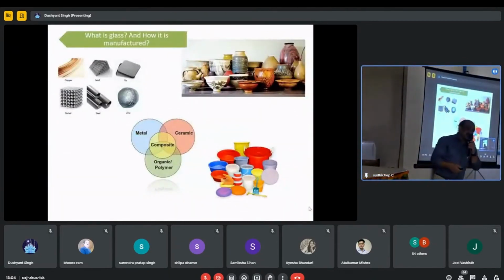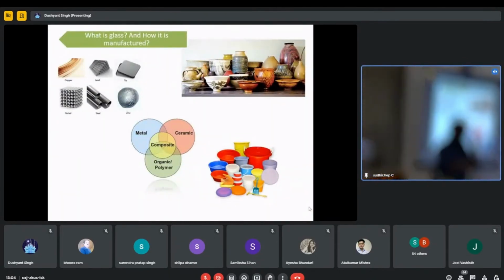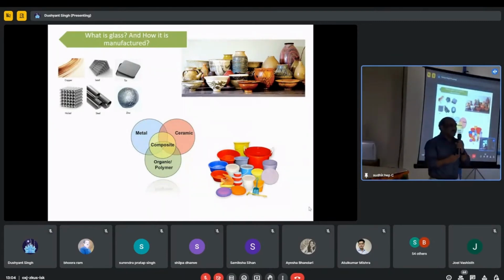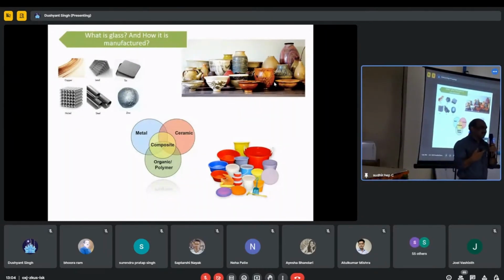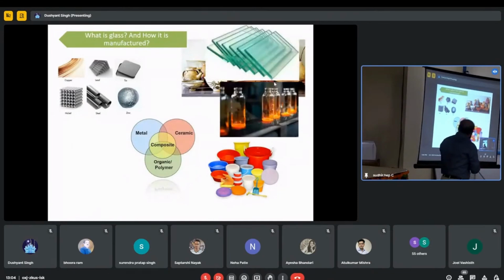Before going into the topic, I just want to give you a small introduction: what is glass? Because this audience may not be from a glass background. You see there are three kinds of materials: metals, ceramics, and polymers. Which category does glass belong to? Ceramics, right? Mostly glass belongs to ceramics, so we can make glasses out of ceramics. All these glasses, window glass, bottles, containers, are ceramic material.